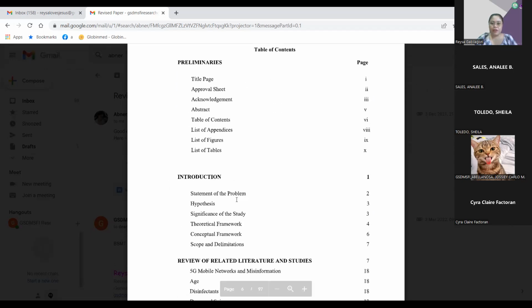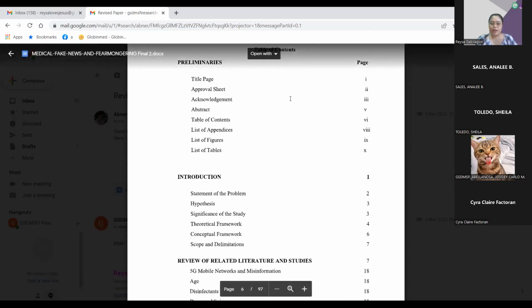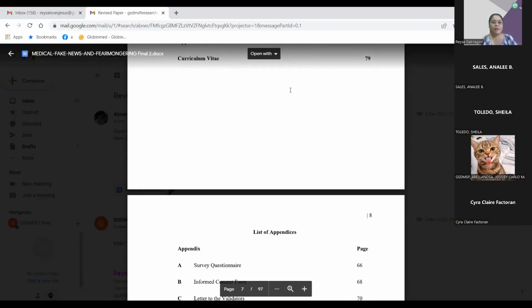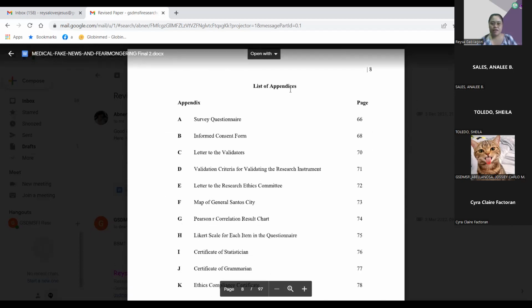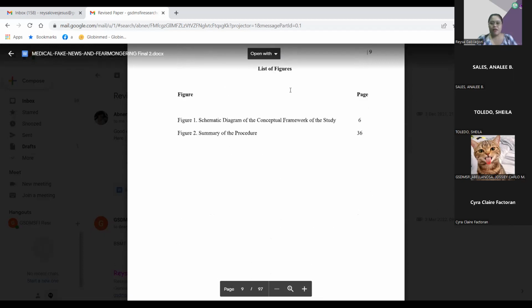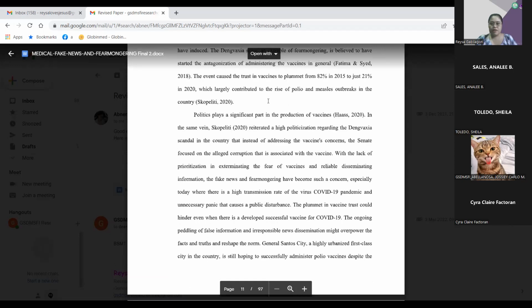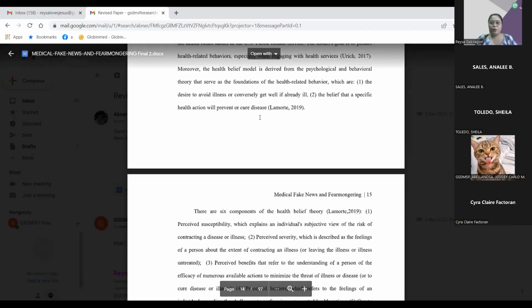Then the table of contents, ito yung format talaga natin sa table of contents. Then naka-separate yung list of appendices, list of figures, and list of tables. And then you have the introduction. We'll not dwell with this anymore.